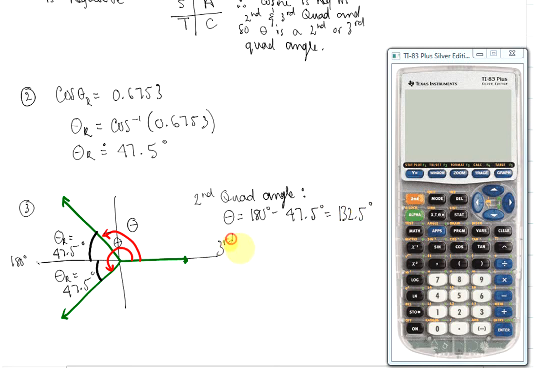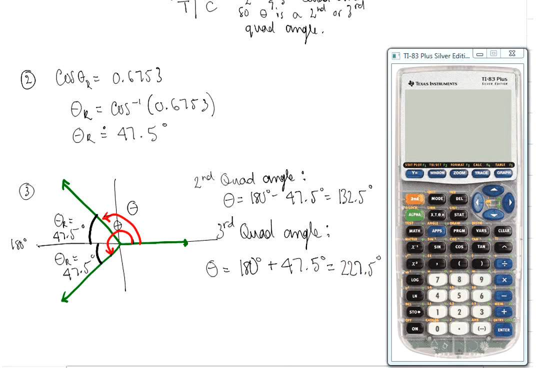And then in the third quadrant, instead of subtracting 47.5, I'm going to add this time because I need to go past 180 for my angle in standard position. The first part of my angle is 180 degrees, and then I have to add the 47.5. So this one is 180 plus 47.5 degrees, which is 227.5 degrees.